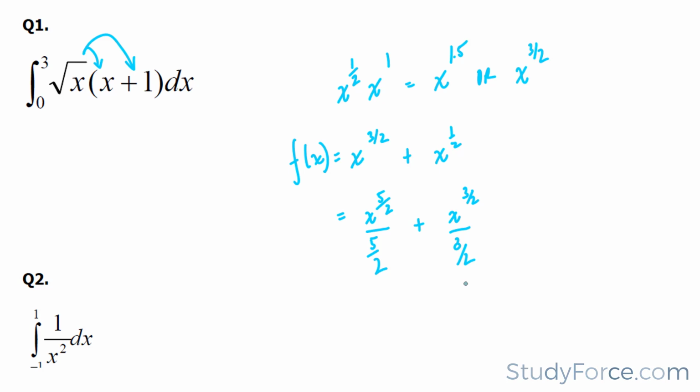Now what you have to do is evaluate this at both 0 and 3. Now look at this. If I evaluate this term and this term at 0, they both go to 0. So there's no point of evaluating at 0. Let's just evaluate it at 3 and see what we get.